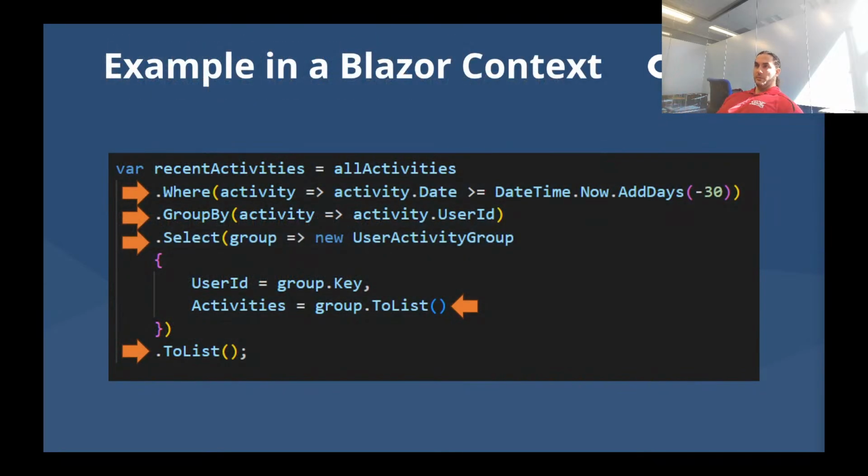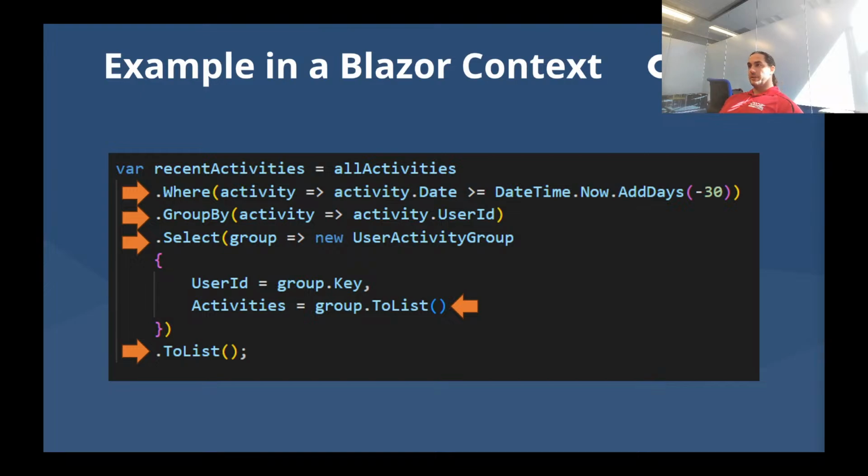As an example, we have recent activities that we want to get from all activities, and here we have filtering and grouping and transforming done. We have 5 instances here with usage of LINQ, and essentially we have a nicely written statement here, something that people can just look at and know exactly what's going on and what to expect at the end, what to get back.